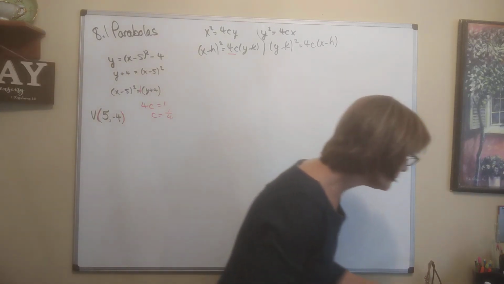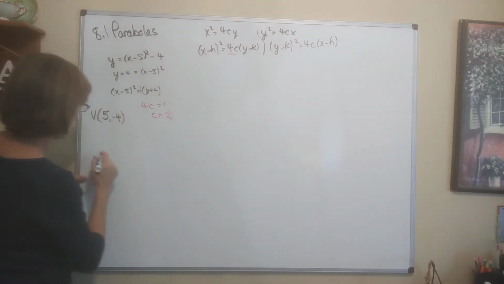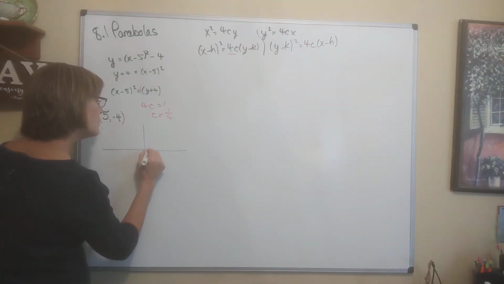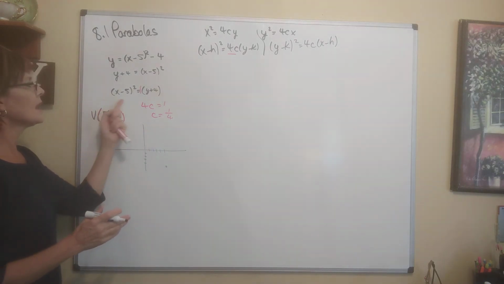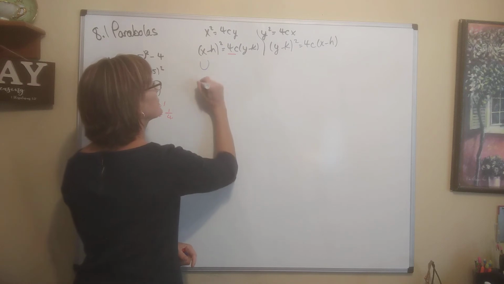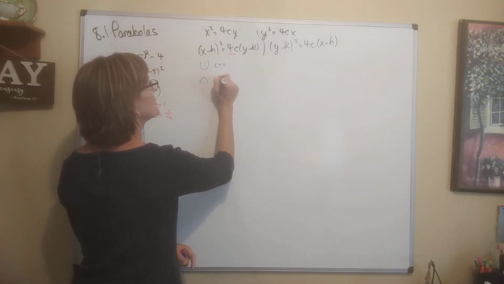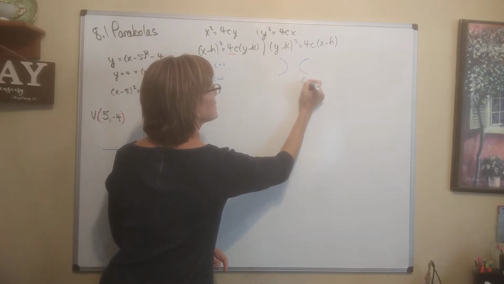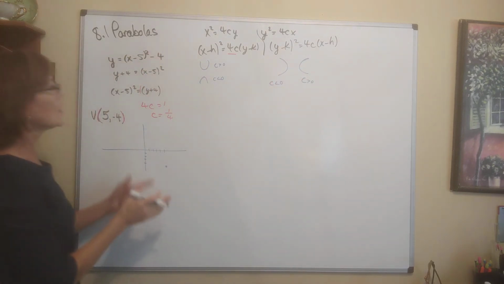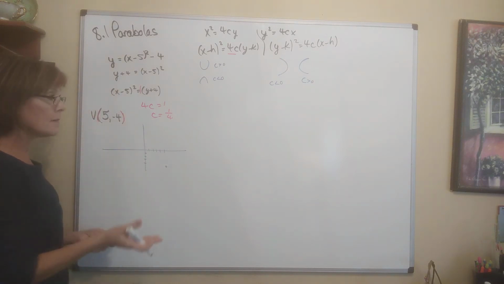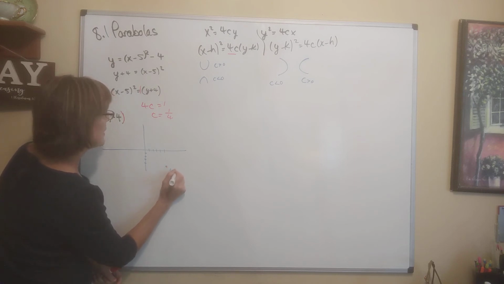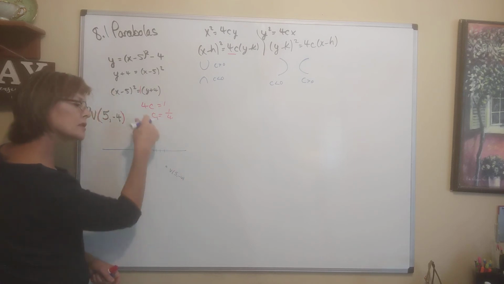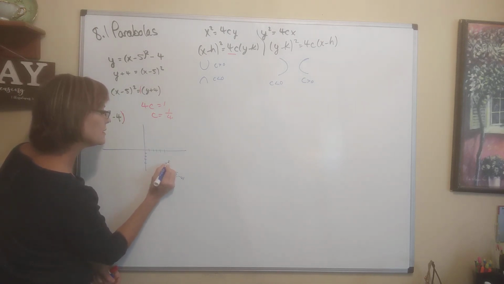So let's do that. I'm over here at 5, negative 4: 1, 2, 3, 4, 5, 1, 2, 3, 4. Here I am. That's my vertex. This is a positive c. X squared means it's facing up or down. These are the up or downs, c positive, c negative. These are the left or right, c positive, c negative. So c is positive, it's going to be facing up. That means the focus is going to be inside the curve. From this vertex, (5, -4), the focus will lie inside, so it's going to be right here.